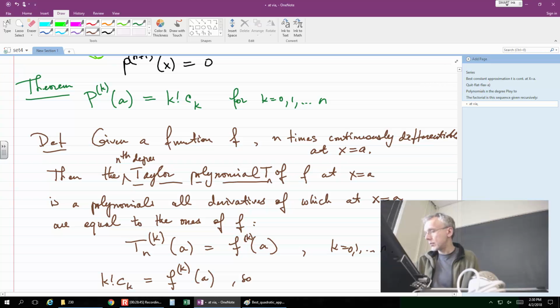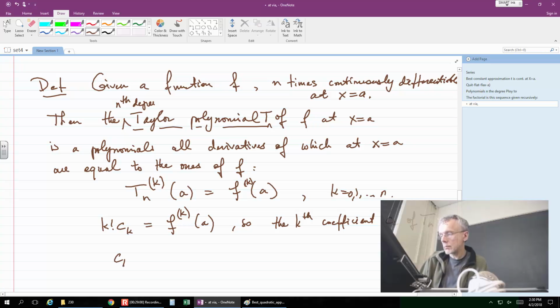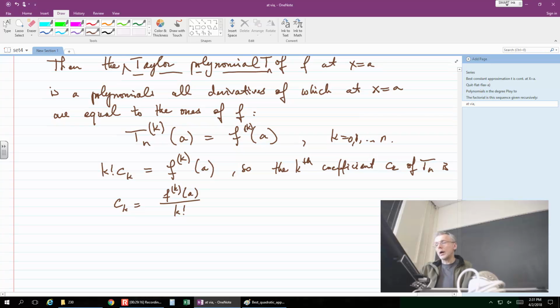So the kth coefficient c sub k of T sub n is, from this equation, f, kth derivative at a, divided by k factorial. Once again, k runs from 0 to n, and if you just start plugging in things, you can see how it happens, and we can recover what we have done so far.